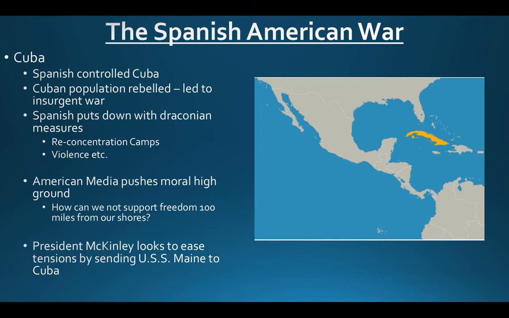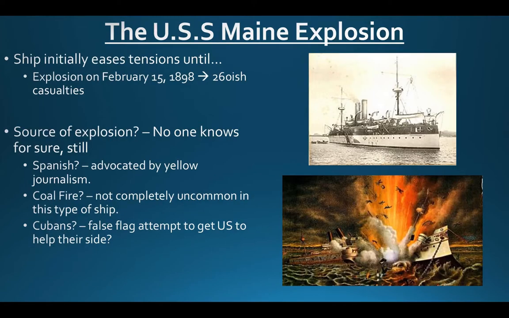And ultimately, President McKinley is going to look to kind of try to ease the tensions between the Cubans who are rebelling and the Spanish, and he's going to send an American warship to Cuba known as the USS Maine. So we are actually going to see a bit of an ease in the tensions here until February 15th, 1898, when you are going to get an explosion that rocks the Havana harbor, and the USS Maine will explode, causing about 260 casualties. So to this day, we still honestly have no idea what happened here, right?